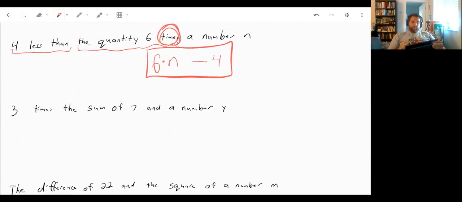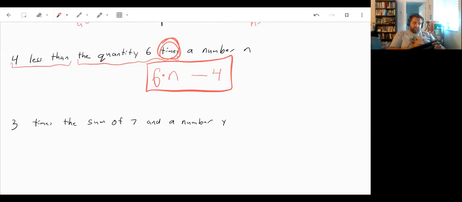Let's look at the next one. So we have 3 times, we can start out with 3 times the sum. Well, since we're already mixing multiplication and addition, we just need to make sure that we lump together our sum using parentheses. That way it doesn't accidentally get trumped by order of operations. So we're going to have a sum of 2 things, and those 2 things are 7 and a number y. So we're going to have 7 and the number y. And that would be our answer for this one.